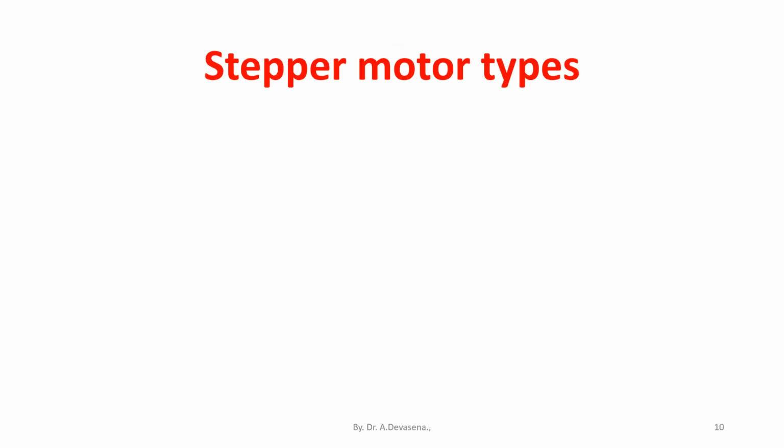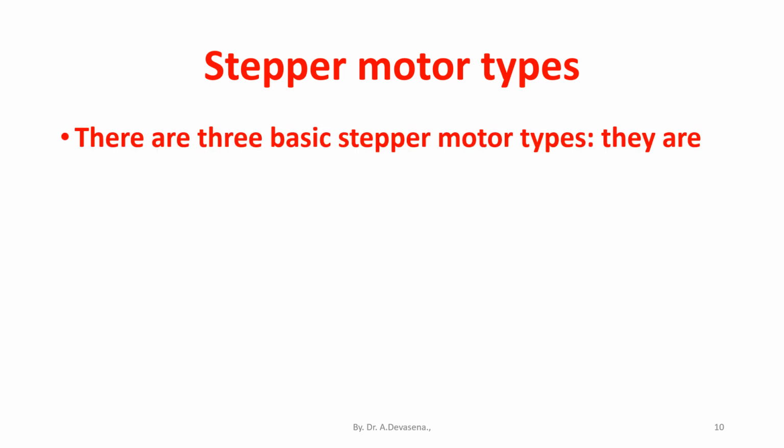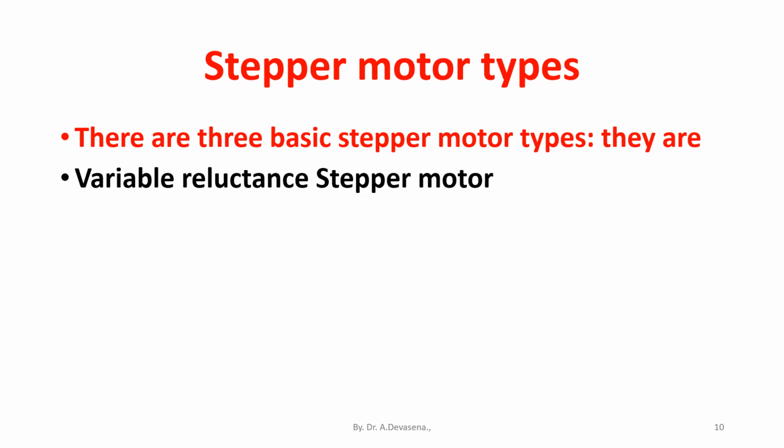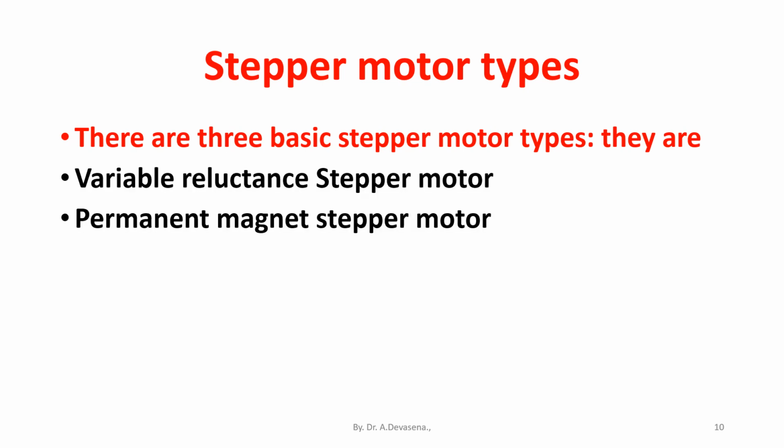Stepper motor types. There are three basic stepper motor types. They are variable reluctance type stepper motor, permanent magnet type stepper motor, and hybrid stepper motor.